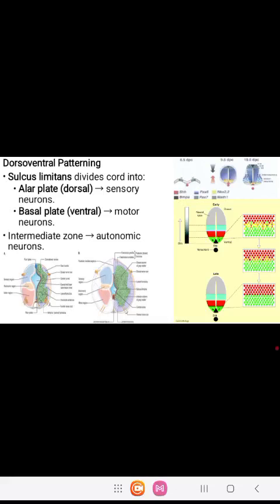So the alar plate, which is found at the dorsal region, will eventually form the sensory neurons, while the basal plate, which is at the ventral part, will form the motor neurons. And in the middle, you have some group of cells which are called the intermediate zone, and these will become the autonomic neurons.